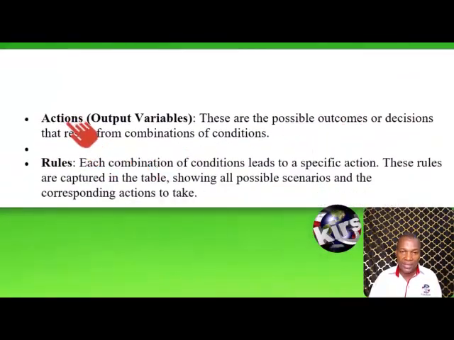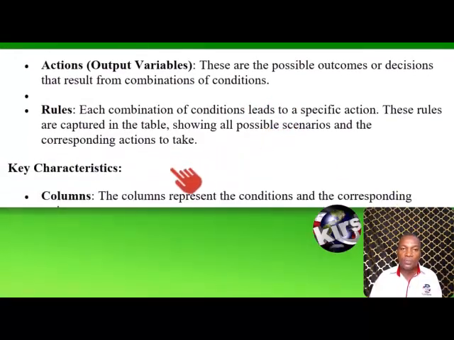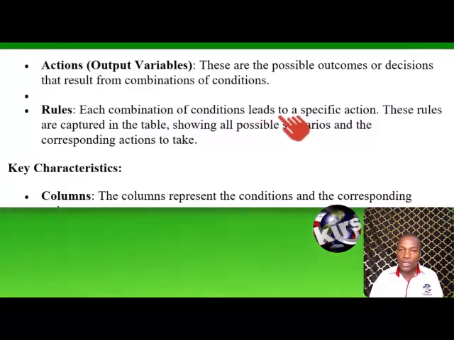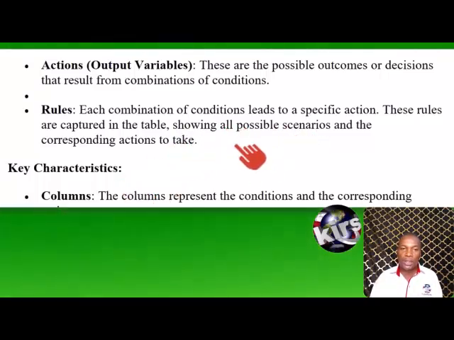Then we have the actions, which are the output variables. These are the possible outcomes or decisions that result from combinations of conditions. And then we have the rules. Each combination of conditions leads to a specific action. These rules are captured in the table, showing all possible scenarios and corresponding actions to take.